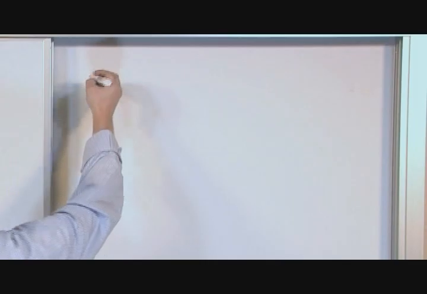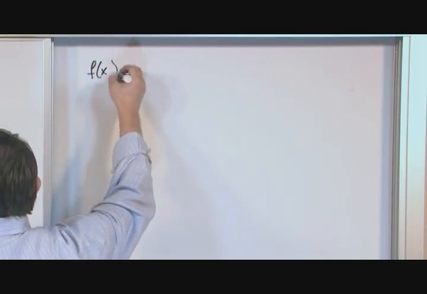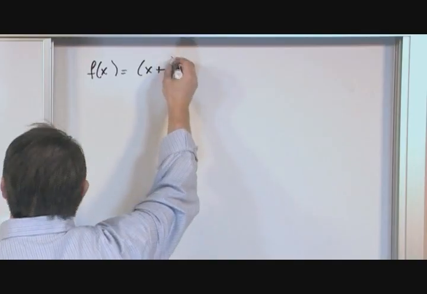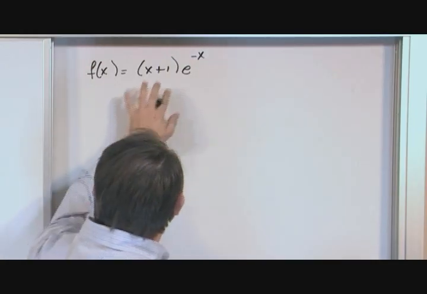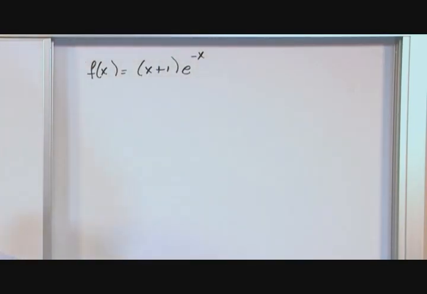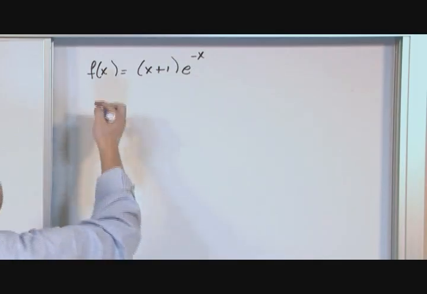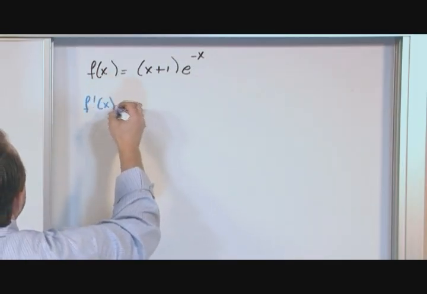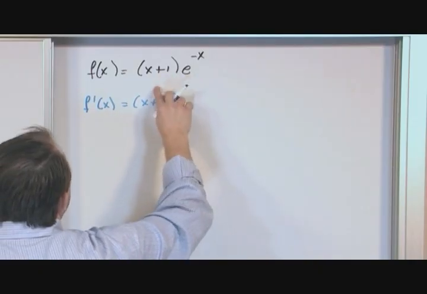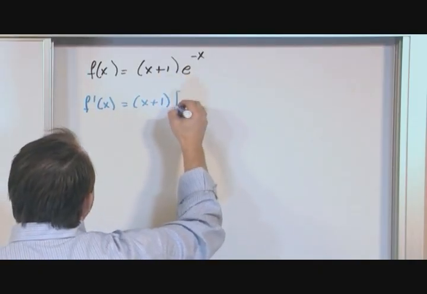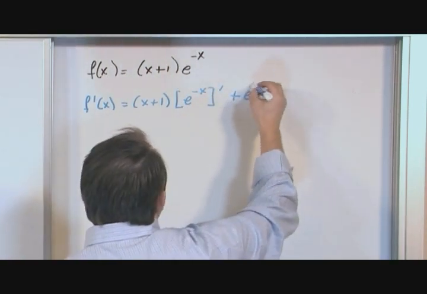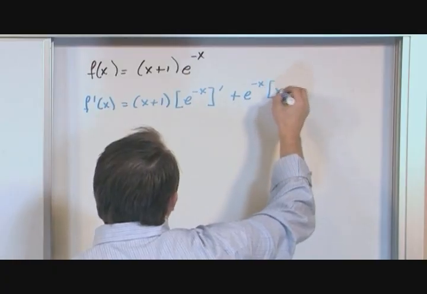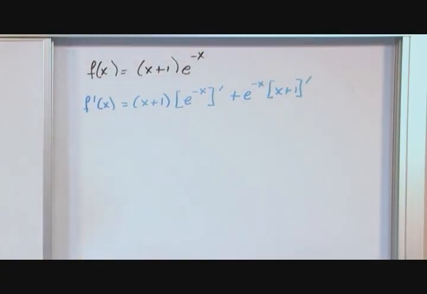Okay, our final problem is f of x is equal to x plus 1 times e to the minus x. So again, the big picture is two functions multiplied together, this function times this function, so I have to use the product rule. So the first derivative is going to be first term, x plus 1, times the derivative of the second term, e to the minus x, we'll take that derivative later, plus the second term, e to the minus x, times the derivative of the first term, like this.